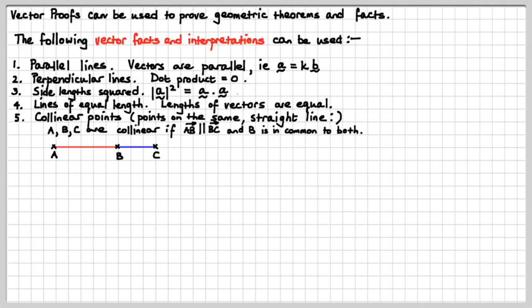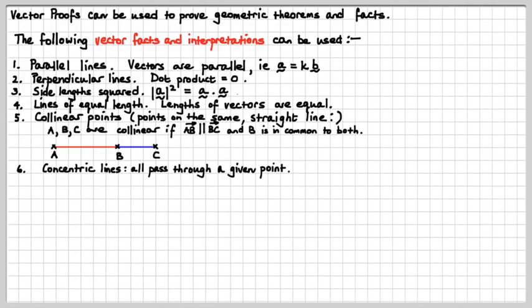This one here, collinear points. Now that's something which students just don't know what that means. It basically means that the points are on the same straight line. So I've shown you there that A, B, and C are collinear if vector AB is parallel to BC and B is the point in common to both, at the end of one and at the beginning of the one that it joins with, right? So if they are parallel and B is the common point in the middle, then yes, they are collinear. They have to be on the same straight line. That makes sense, doesn't it?